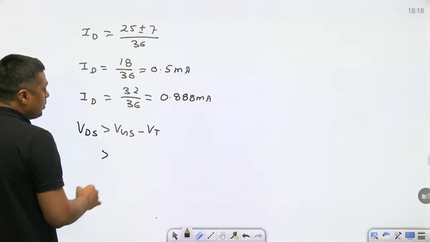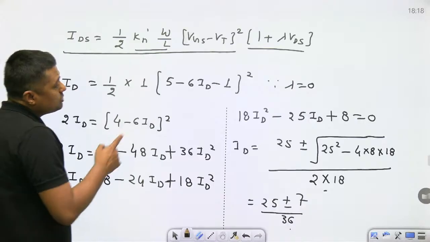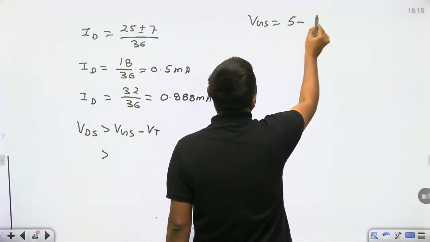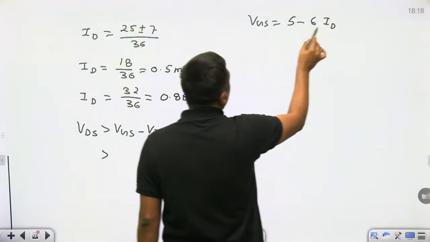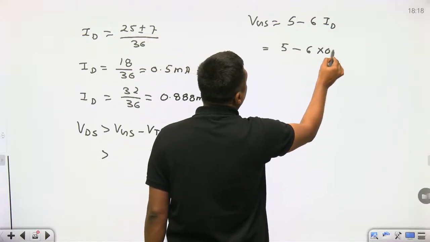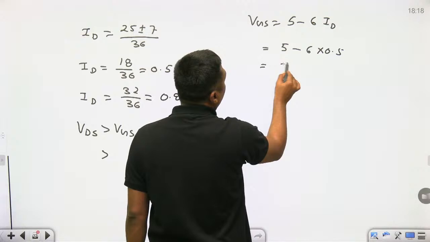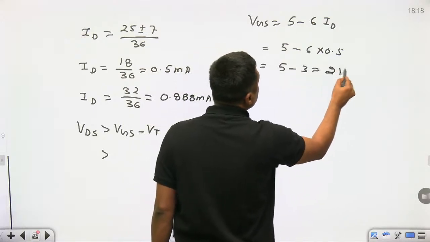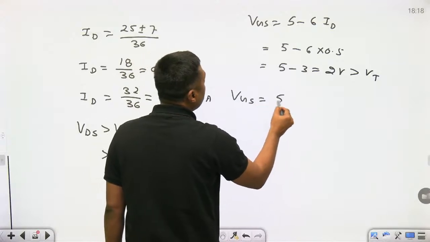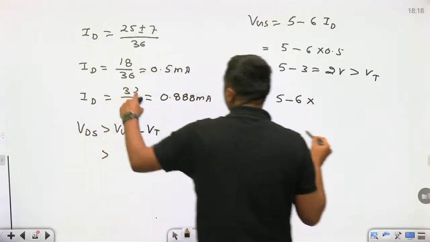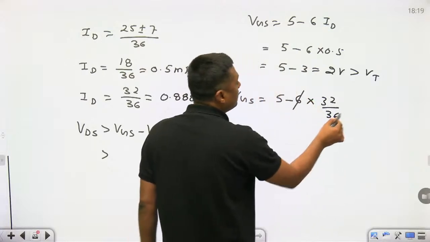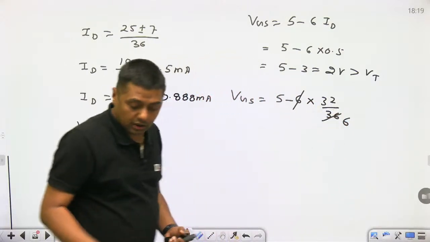VGS is fixed. If you are choosing 0.5, then what is the VGS? 5 minus 6 times ID. So when I choose 0.5, 5 minus 6 into 0.5 becomes 5 minus 3, that is 2, and that is greater than VT. But when we choose the other value, VGS is 5 minus 6 into 32 by 36, that is 32 by 6.